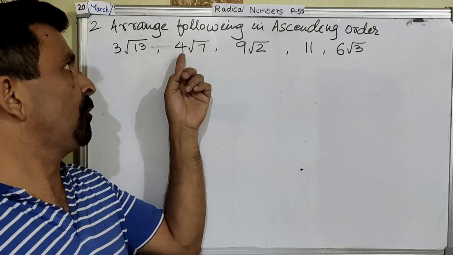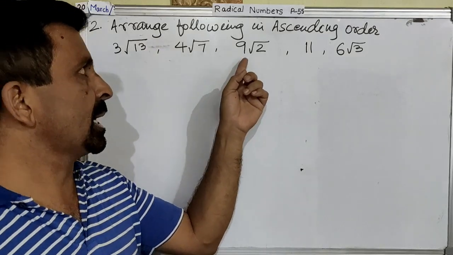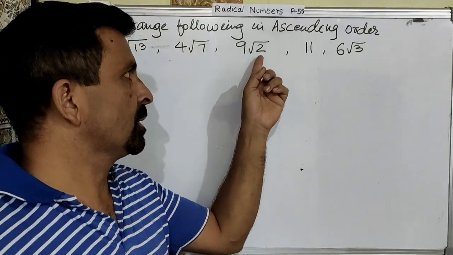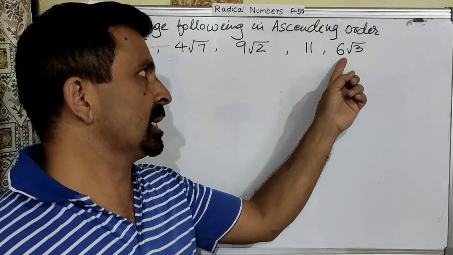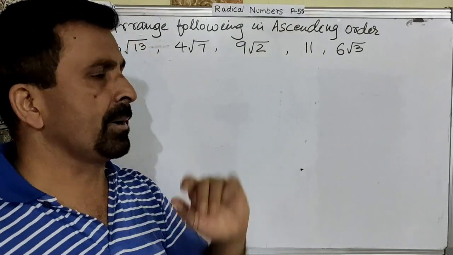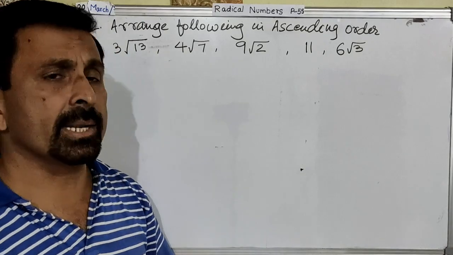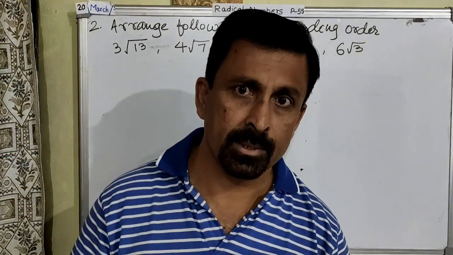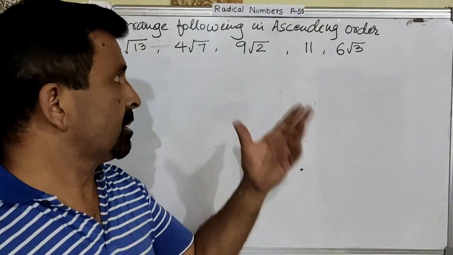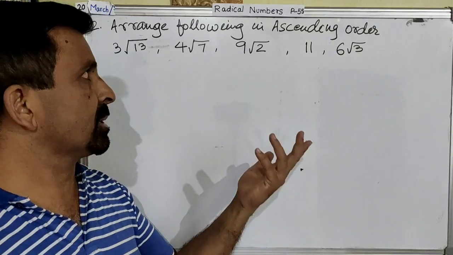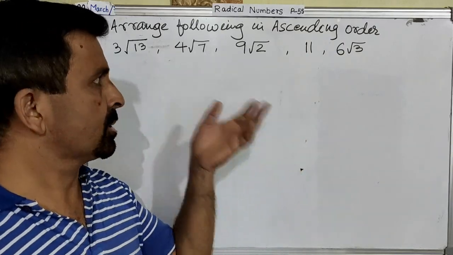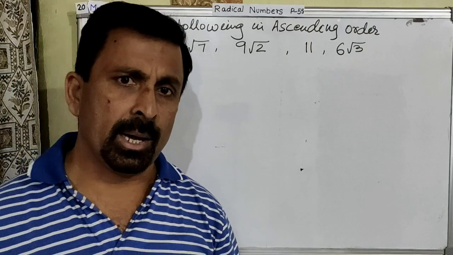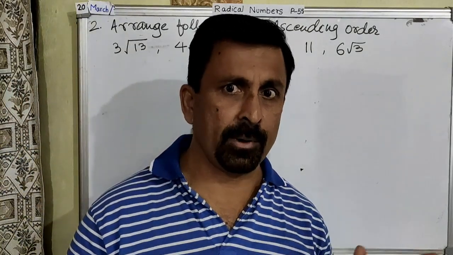This I read as 4 root 7. This I read as 9 root 2. This is a whole number, and this is 6 root 3. So we have different types of numbers. How can we arrange them? Because some of them are whole numbers, some of them are mixed radical numbers. So this is very difficult to arrange in ascending order in this format.